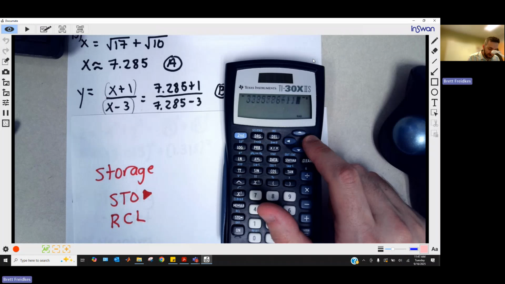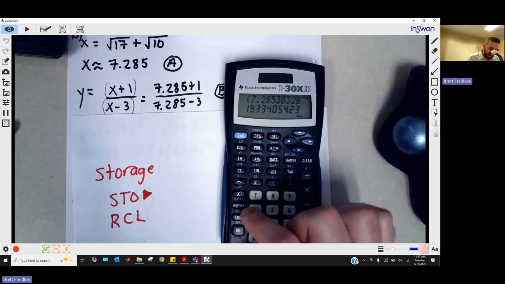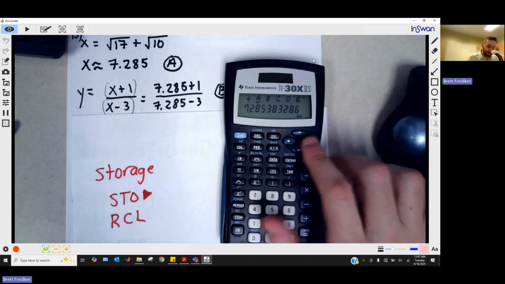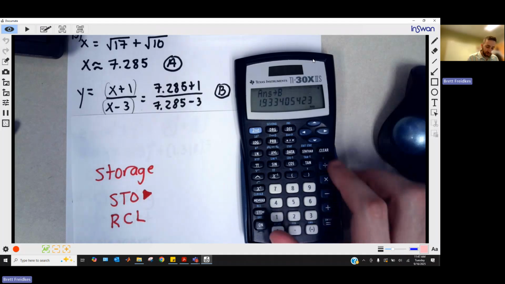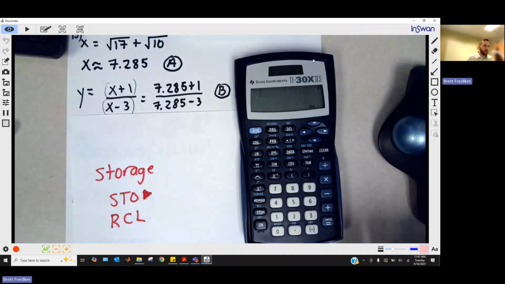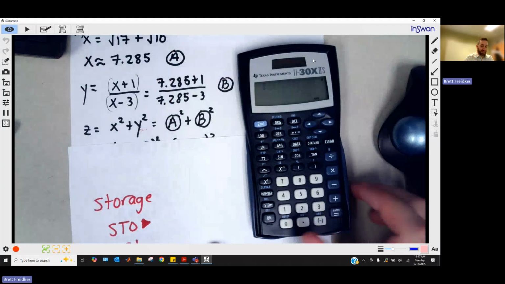So I want to make sure I didn't mess this up. Plus 1 minus 3. Yep, okay. So we'll go ahead and now we'll store that maybe in B. So I'll scroll over to B, I'll click enter. And now I have 2 numbers stored in memory, A and B. And perhaps I need to use them both now.